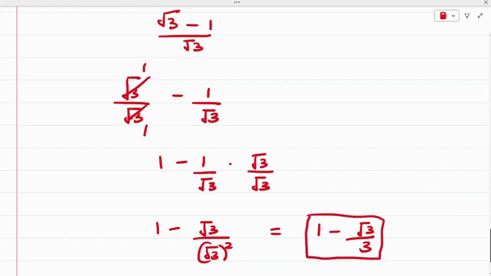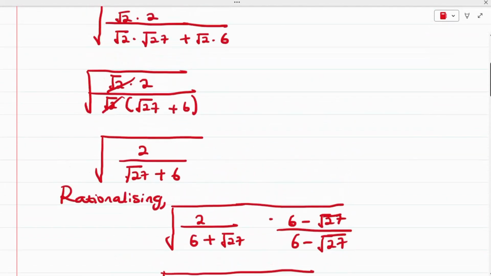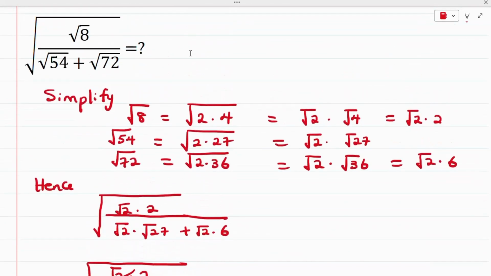So guys, this is how you can solve this nice square root algebra problem, and we have the final answer given as 1 minus the root of 3 over 3, and this is the final answer.